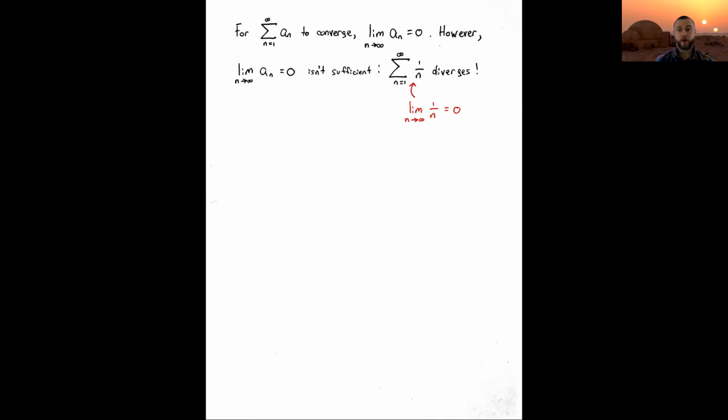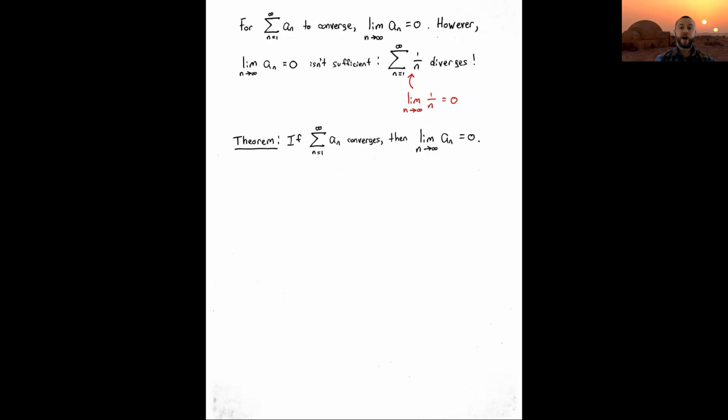All right, if you think about the harmonic series, the terms approaching 0, by itself, is not sufficient to guarantee that the infinite series converges. The harmonic series is a great example. The terms a sub n as 1 over n do approach 0. However, the harmonic series diverges. Again, that's highly counterintuitive.